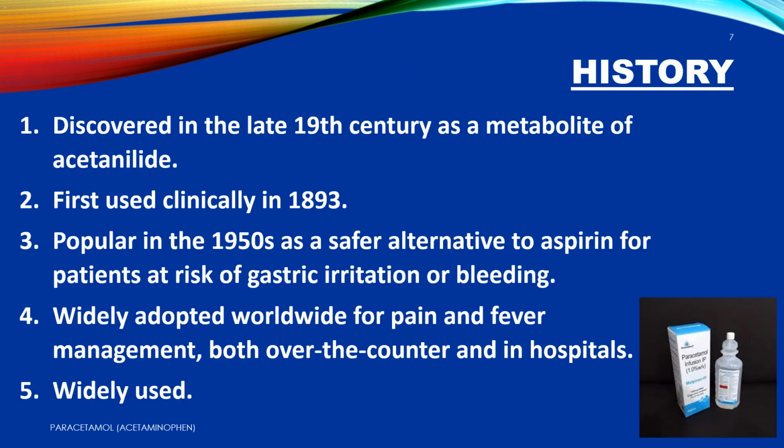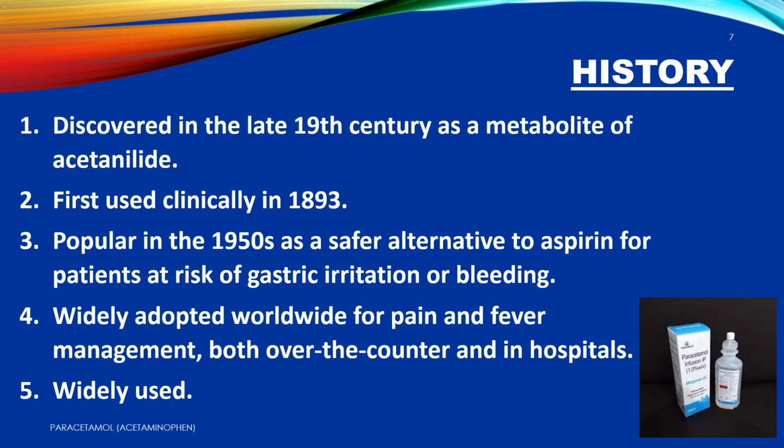History of paracetamol. 1. Discovery. Paracetamol was discovered in the late 19th century as a metabolite of acetanilide, a compound used in the production of dyes. 2. Early clinical use. Paracetamol was first used clinically in 1893, but it didn't gain widespread acceptance immediately.